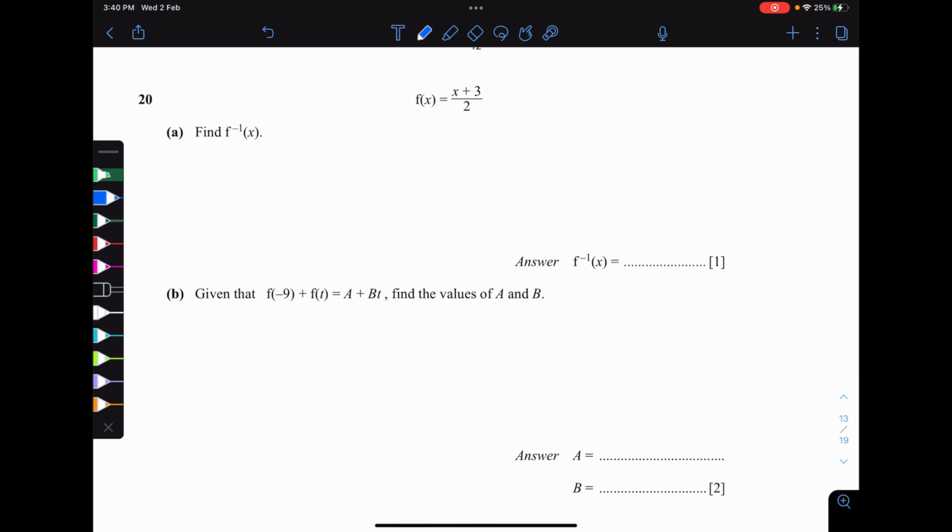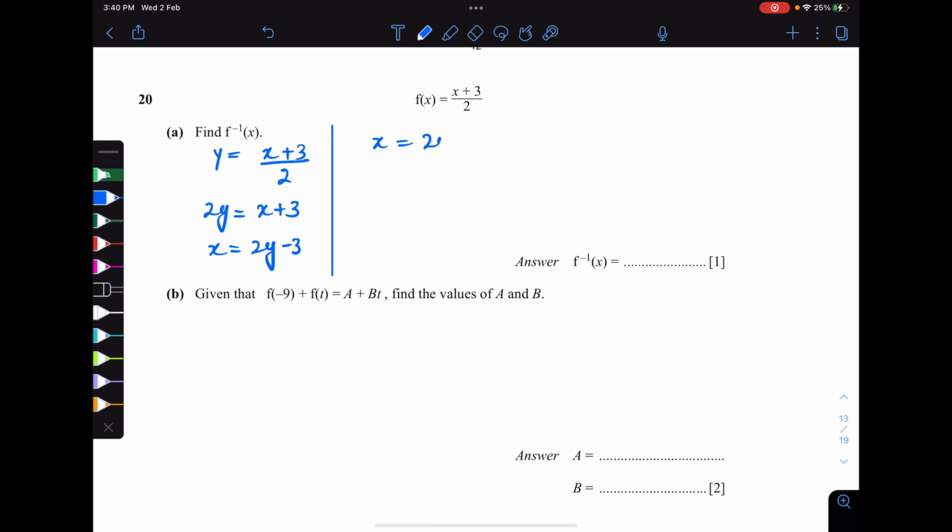The first question asks for f inverse of x. So the first step is going to be y is equal to (x plus 3) divided by 2. 2y is equal to x plus 3. And x is equal to 2y minus 3. Now once we have this, x is equal to 2y minus 3, so f inverse of x is equal to 2x minus 3. This is our final answer.